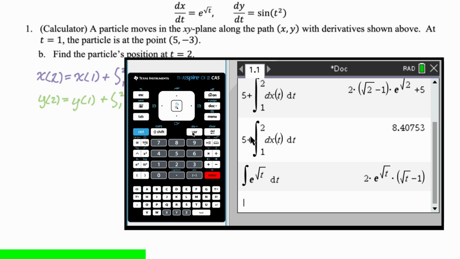All right, I'm going to do the same idea for y. So y of 1 is negative 3. This happens on the computer all the time because there's a difference between the negative sign and the minus sign.